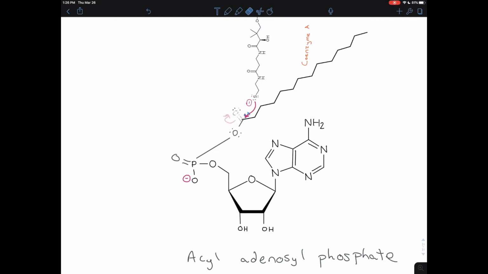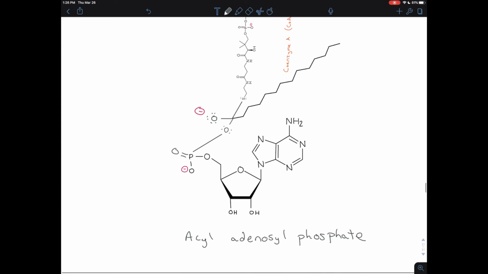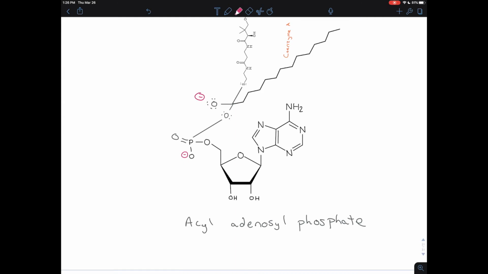So I'm just going to draw that in here. I'm actually going to move this oxygen over a little bit just to make some room. That oxygen now has 3 lone pairs and a full negative charge. And the sulfur is going to use one of those lone pairs to attach itself to that carbon. Okay, so now we have our tetrahedral intermediate. This carbon here is sp3 hybridized and tetrahedral.